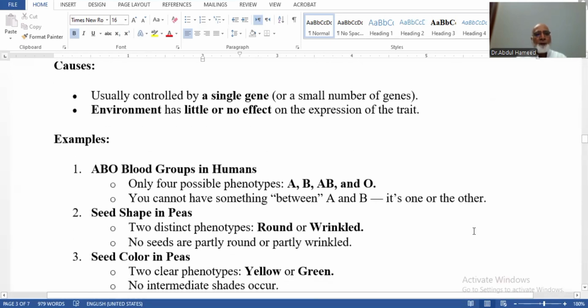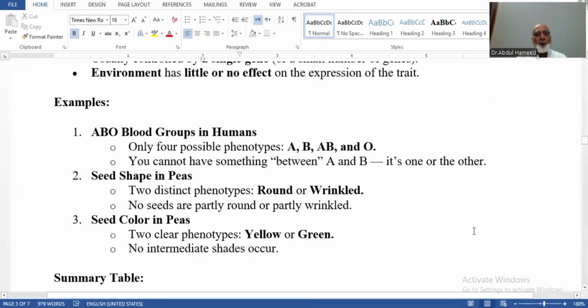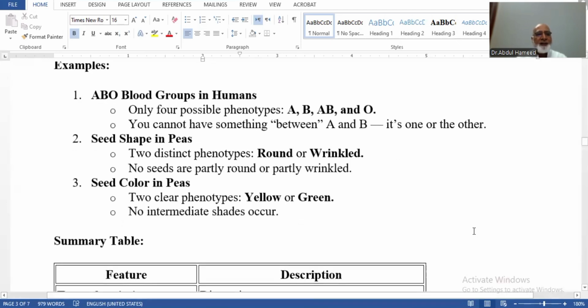Example, ABO blood group in humans, only 4 possible types, A, B, AB, and O. And one can't have something between A and B. So it should be A, B, AB, or O. Seed shape in peas, two distinct phenotypes, round and wrinkled. No seed is partly round or partly wrinkled. Seed color in peas, there are two classes, yellow and green, with no intermediate shade.